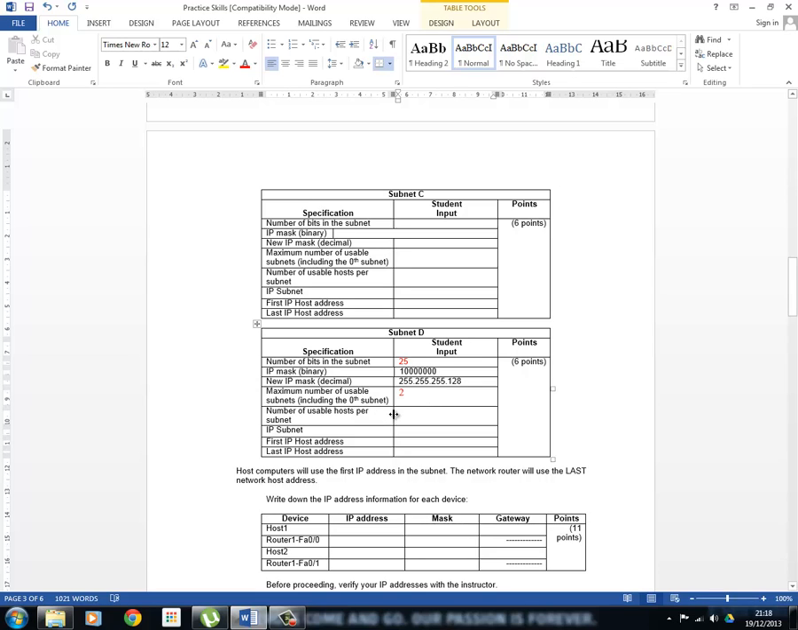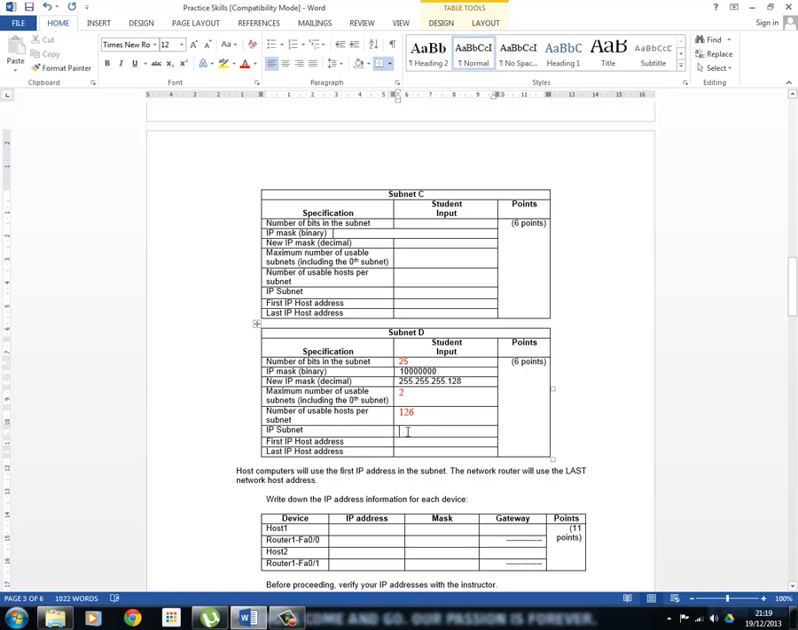Number of usable hosts per subnet. Well, if it's going up in 128, we know we need to minus 2 because we have the broadcast address and we have the actual network address. So therefore, it is 126.